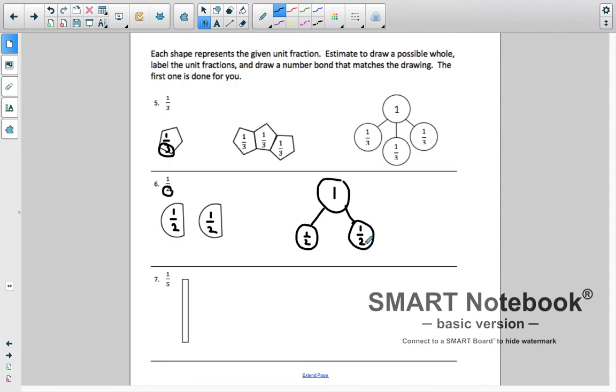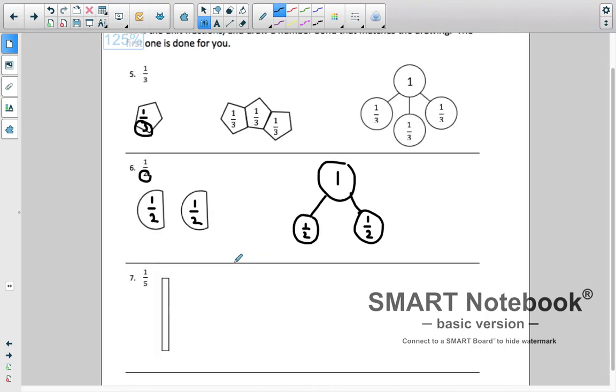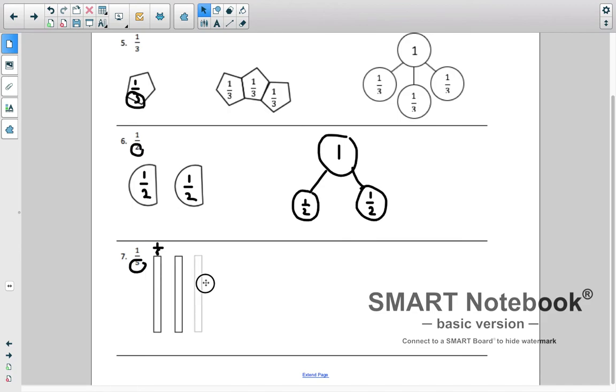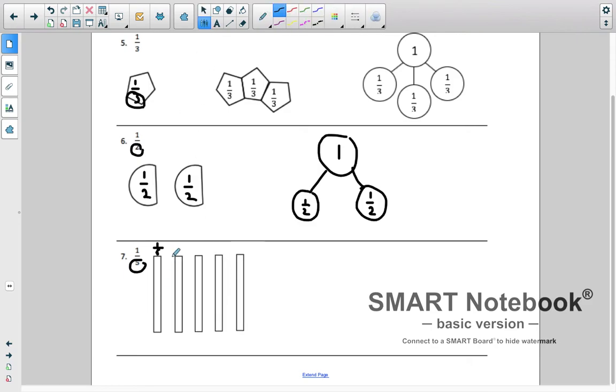All right. Let's look at the next one. So let me zoom in. So number 7 is 1/5. So this shape right here is 1/5. Again, I'm going to look at my bottom number. I need 5 of these pieces. So I have 1, 2, 3, 4, 5. And I'm going to label each one 1/5 because that's the fractional unit. Each of these rectangles equals 1/5. And these 5 pieces show me that it's going to equal 1 whole.